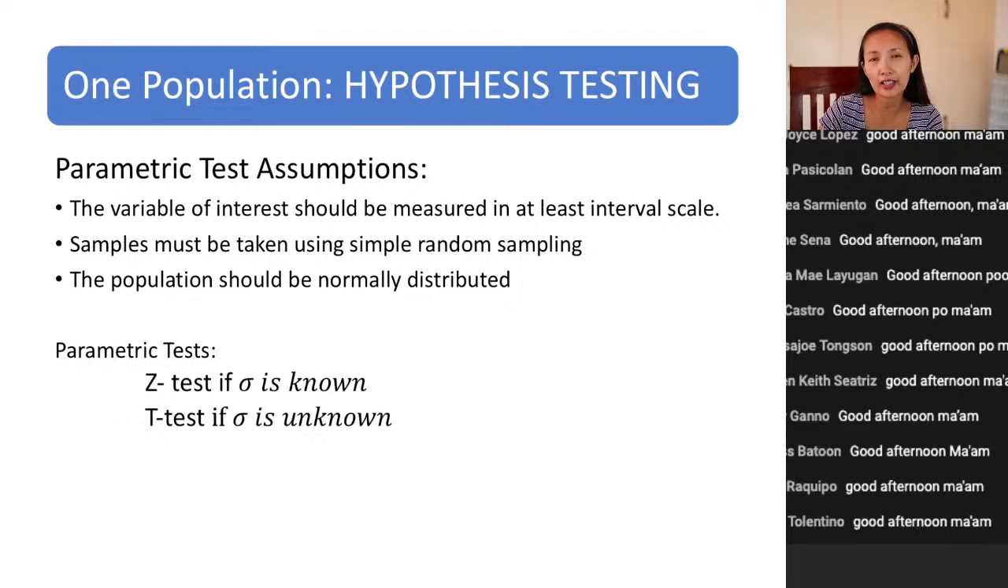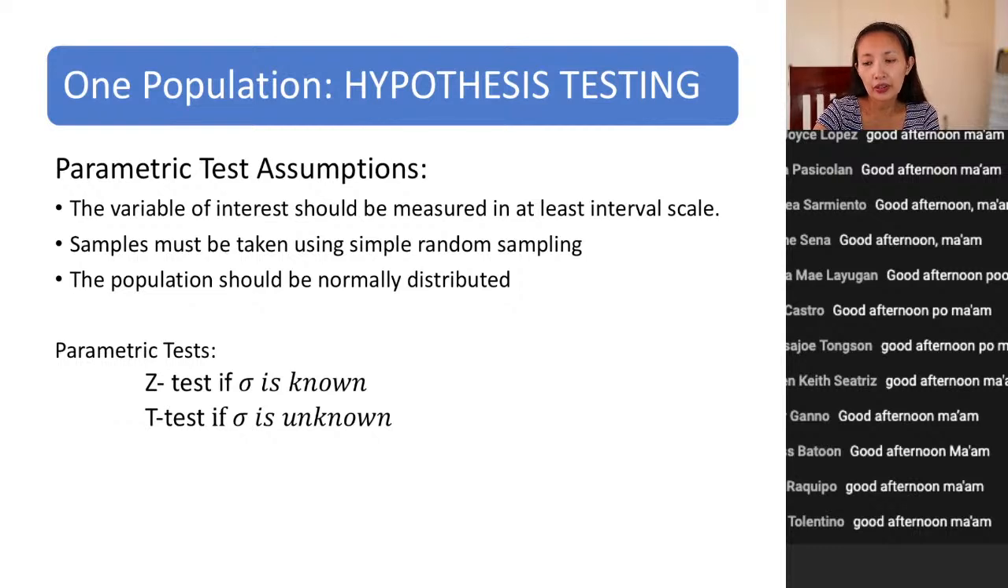Kaya tinatanong lagi ng panel yan when you present your researches, how did you select your sample? So that's number two. Make sure that this assumption is not violated. Number three, the population should be normally distributed. Remember your bell-shaped curve, the normal curve, it should be normally distributed.